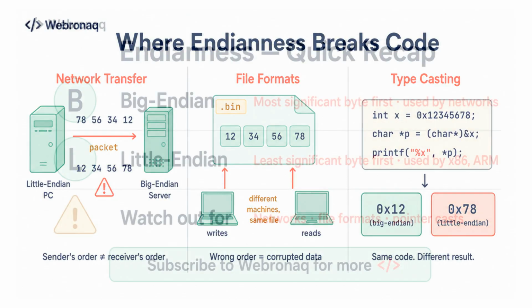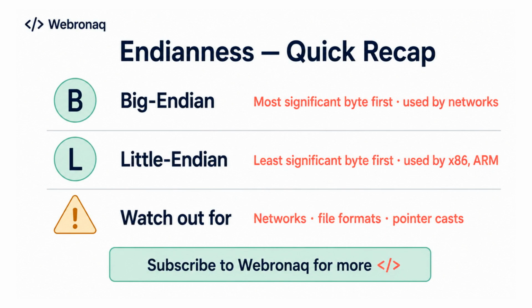All right, let's wrap this up. So here's the whole thing in one frame. Big-endian stores the most significant byte first. It reads the way humans write numbers, and it's the standard order on the internet. Little-endian stores the least significant byte first. It looks backwards, but it matches how the CPU actually does math, which is why almost every device you own runs on it. Neither one is wrong. They're just two valid choices for the same problem.